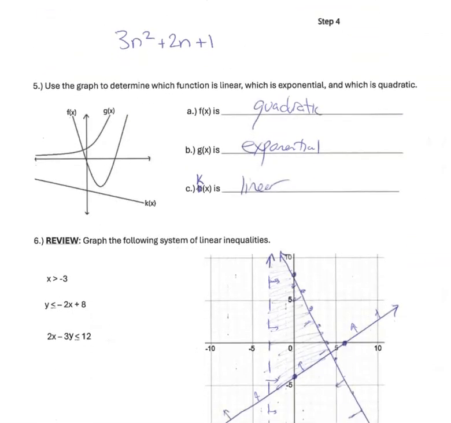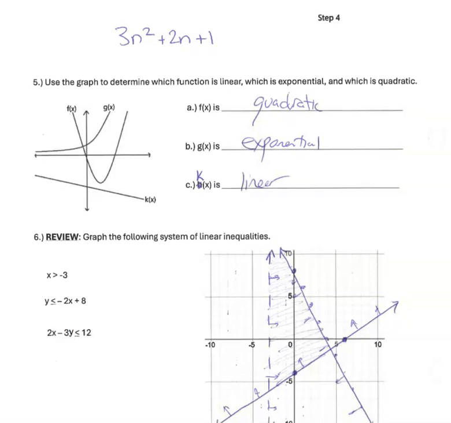The next one is saying which graph is going to match the family that it comes from. We know that a quadratic looks like a U, so that means f of x must be the quadratic. We know what exponential looks like. This is exponential growth, so that's going to be g of x. And then k of x is a straight line, so that's going to be linear.